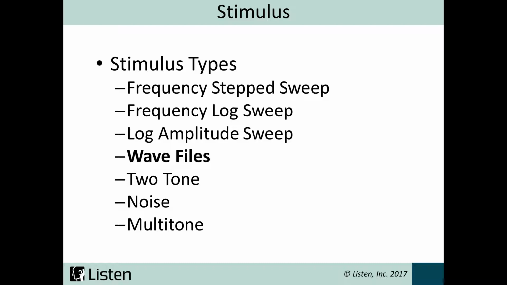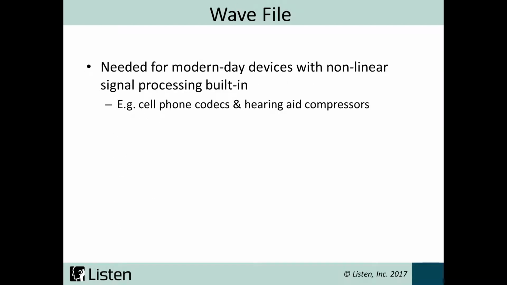In this video, we'll go over using a WAV file as a stimulus. A WAV file can be needed for modern-day devices with non-linear signal processing built in. For example, some cell phone codecs or hearing aid compressors. These types of devices don't work well with sine waves.